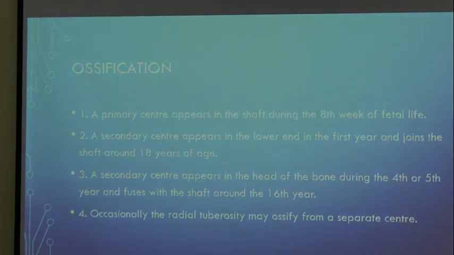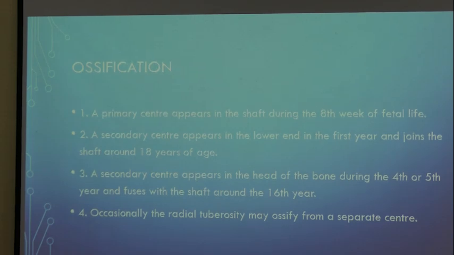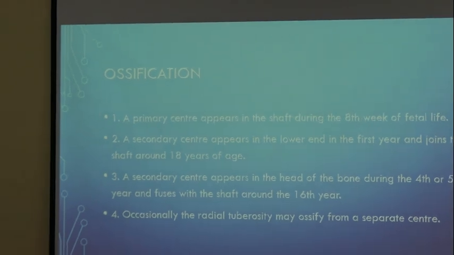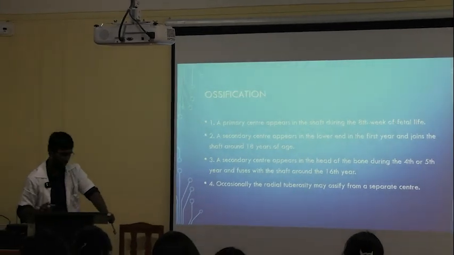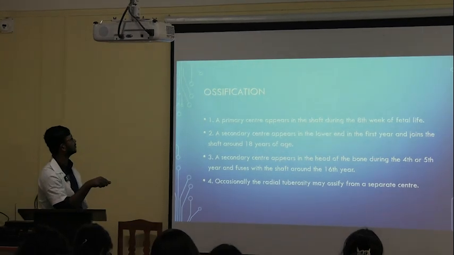But the secondary center appears in the lower end in the first year and joins the shaft during the 18th year of age. So basically you are having it joined. Then a secondary center appears in the head of the bone during the 4th or 5th year and fuses with the shaft around the 16th year. So basically we think that we are adults, but there are certain bones in our body which haven't ossified till date also. Okay, for example, pisiform ossifies at 12 years of age. We will see these things.